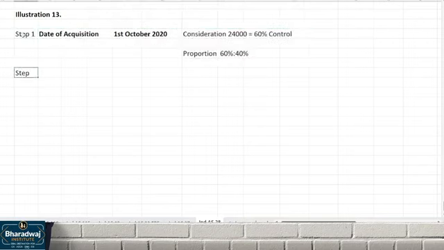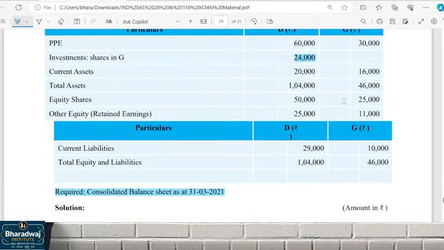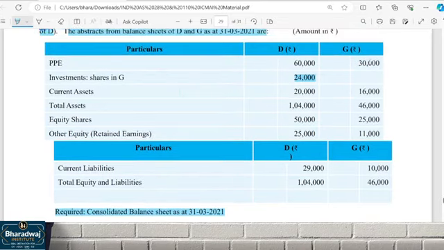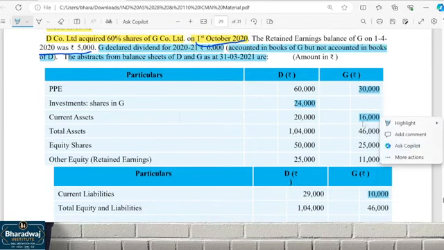Step 2, we want the fair value of net assets on 1st October 2020, of G. We have PPE value given, current assets value is given, current liability value is given, total liability and equity is given. So we can do the assets minus liabilities method. But this is at the end of the year.